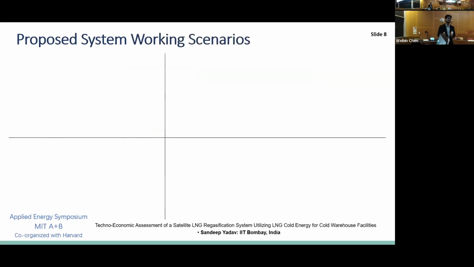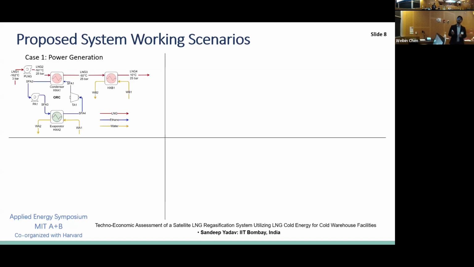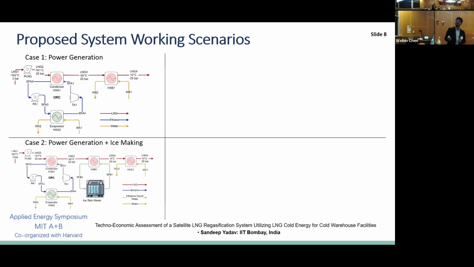Moving ahead, for the proposed system, we have analyzed 4 different scenarios. The first one is to directly utilize that cold energy in the ORC, the organic Rankine cycle, in which the LNG cold energy is utilized to condense the working fluid of that ORC, and room temperature or atmospheric water is acting as a heat source. In between these two temperature sources, this organic Rankine cycle is working. And the rest of the LNG is getting heated by the atmospheric water or the seawater.